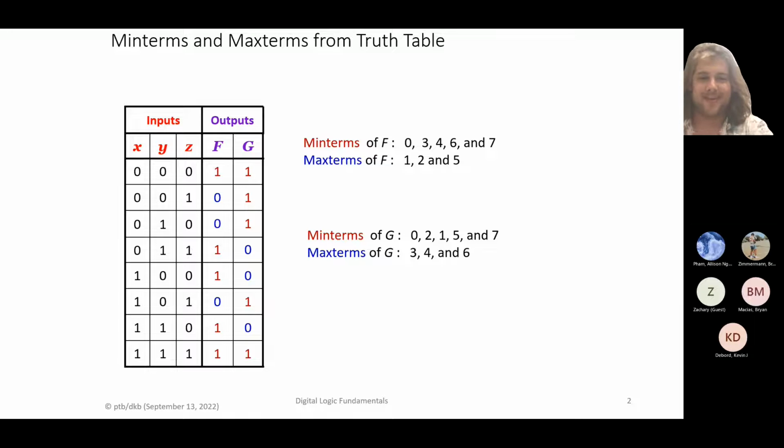Here we have the min terms and max terms from a truth table. Wait, my bad, guys. Let me go ahead and pull up the definition. Min terms are what you're going to be using when the function has a 1, and the max terms are going to be when the function has a 0. Your min terms are used for the sum of products, and the max terms are used for the product of sums.